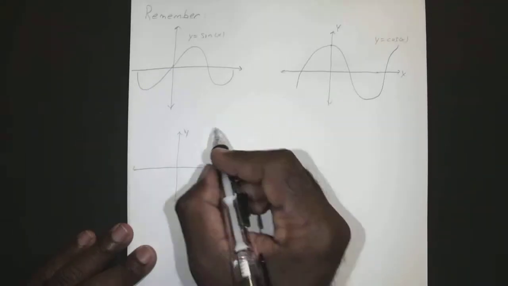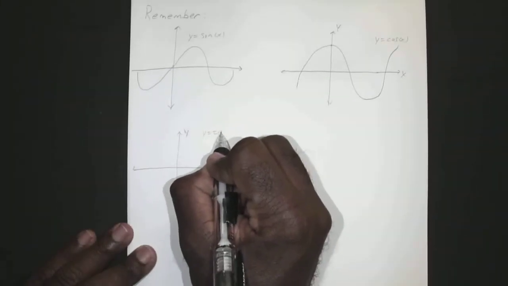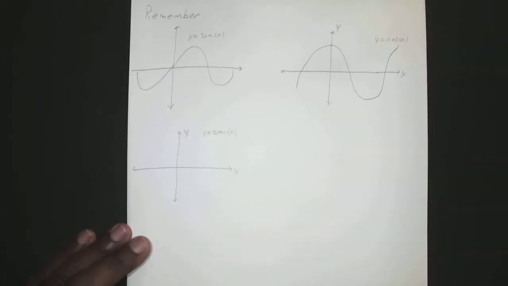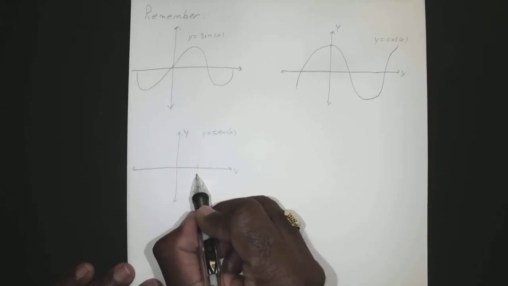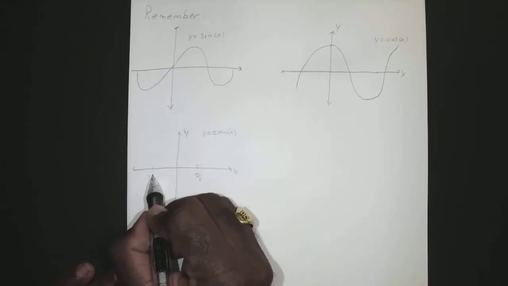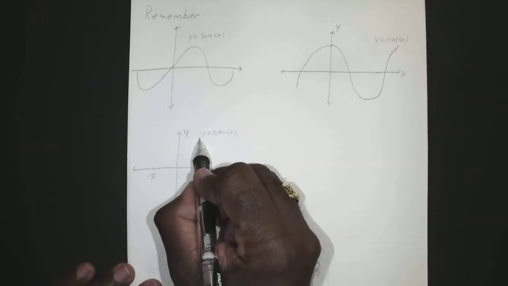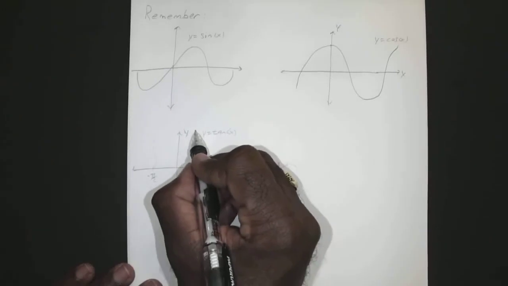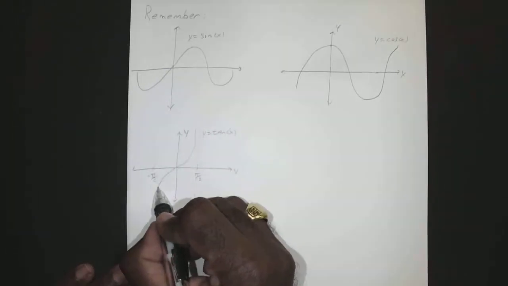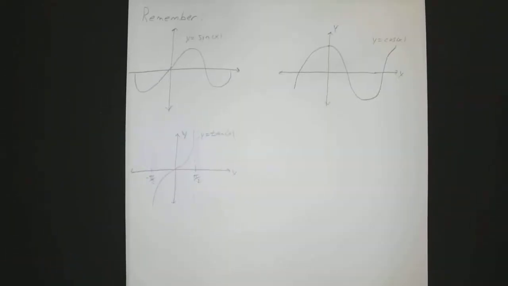Okay, so we know tangent x is equal to sine over cosine, so we know cosine can never equal 0. That means x can't equal pi over 2 or negative pi over 2. So we have our asymptotes there. And tangent of x kind of looks like that, give or take.